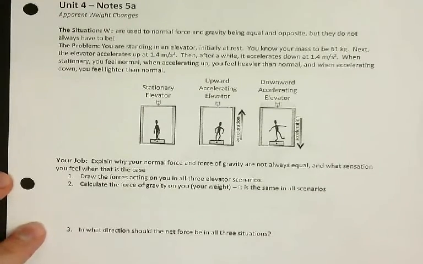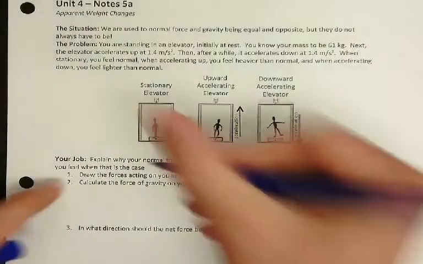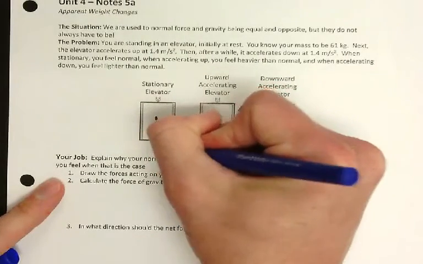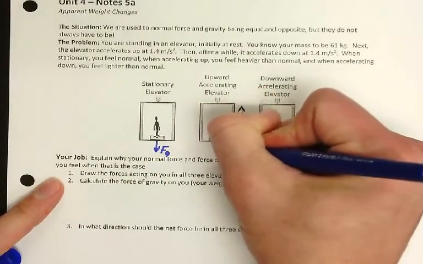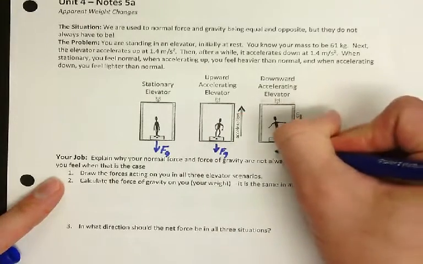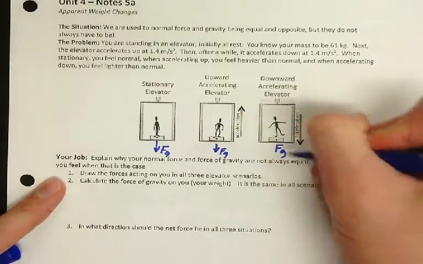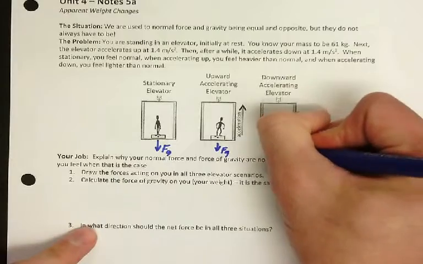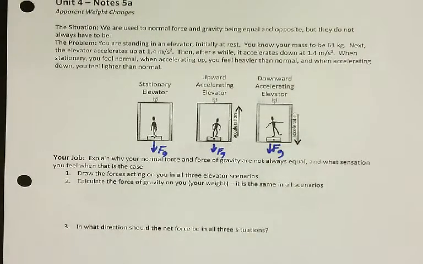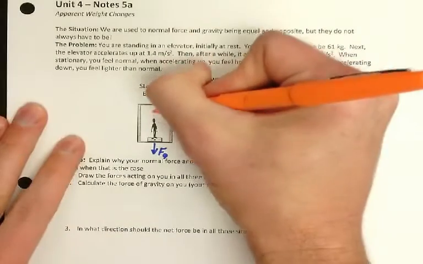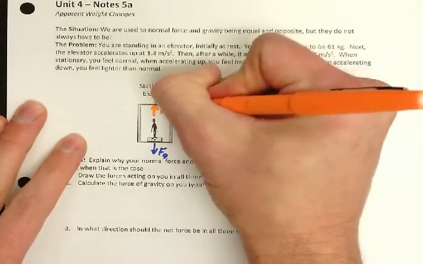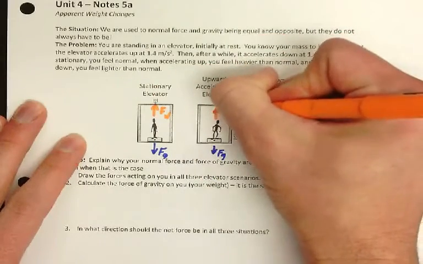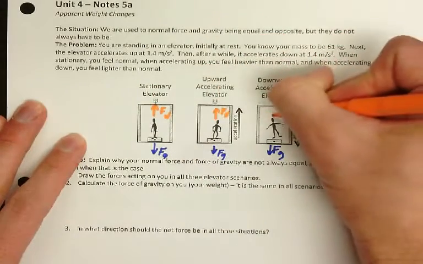It's always acting on you. It's always trying to get you down, Noah. There we go. Good. Gravity. So we got gravity acting down, and that's in all of these cases. Okay? And Hayden, what else is acting on you besides gravity? The normal force. And that's acting up against gravity. So there's a normal force up in each case.